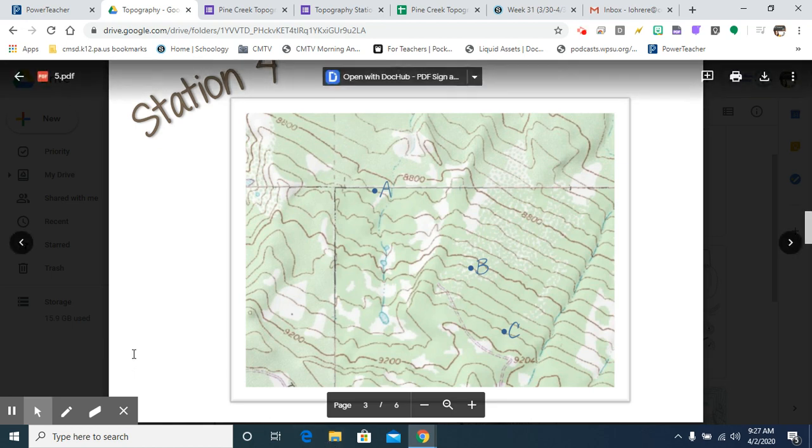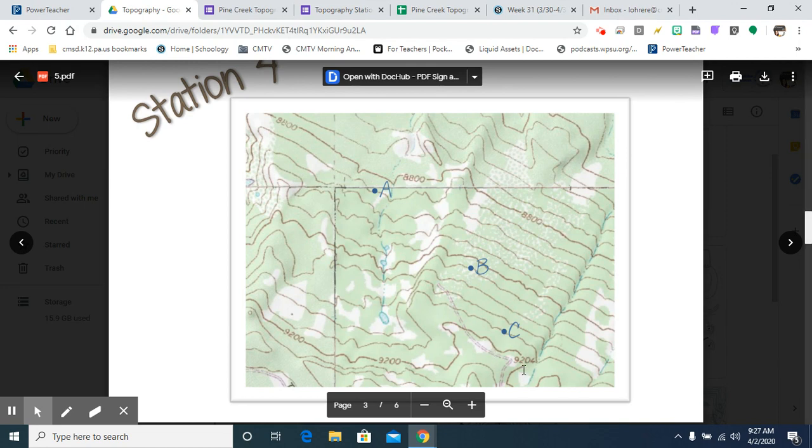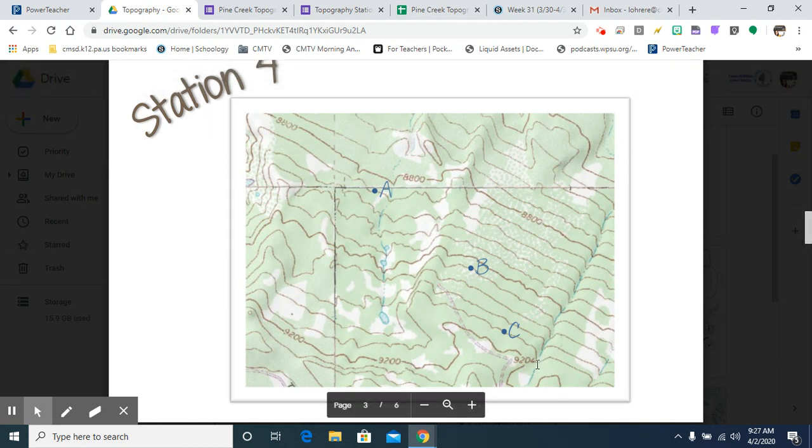This is Topography Station 4. So in order to determine the contour interval, again, we're going to find two lines that are close to each other. Now, something to keep in mind here is that the elevation printed on an index line is going to go with the line. If you notice over here, this one breaks the line. So this is actually showing you the elevation of a specific point, which is right here.